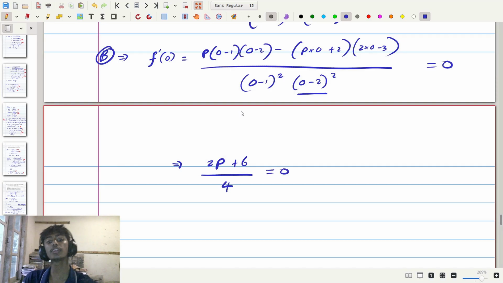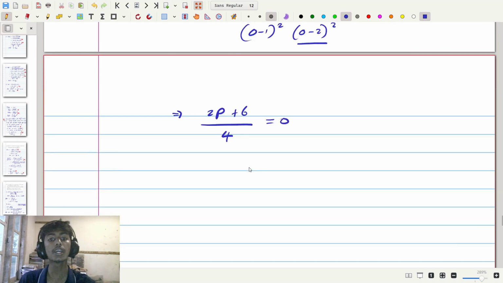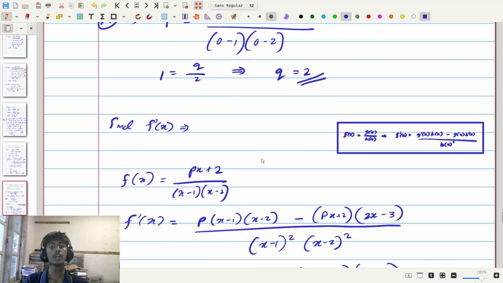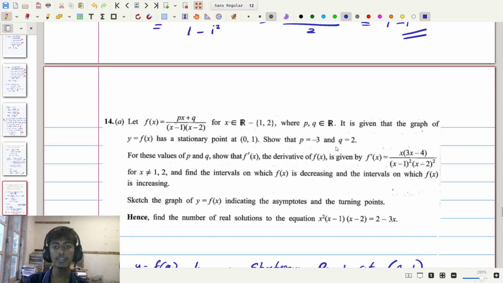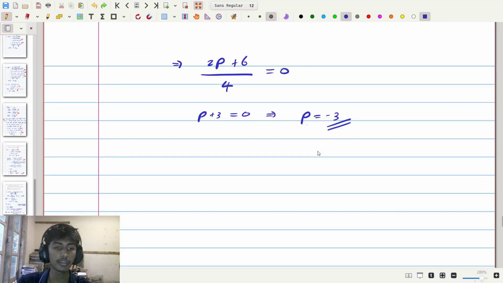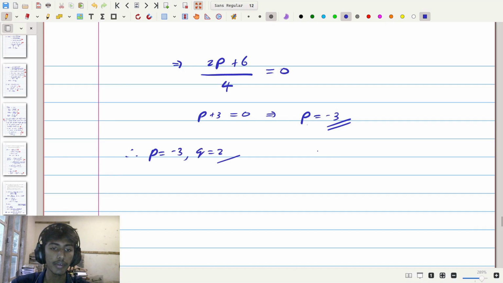Now rearranging, if we take the 4 to the other side, we get 2p plus 6 equals 0, leading to p plus 3 equals 0, and finally p equals negative 3. Hence we found p is equal to negative 3, and we already found q is equal to 2. Those two values are the ones we wanted to find in our original question. So we can say, therefore, p equals negative 3, q equals 2, and we have found our values.